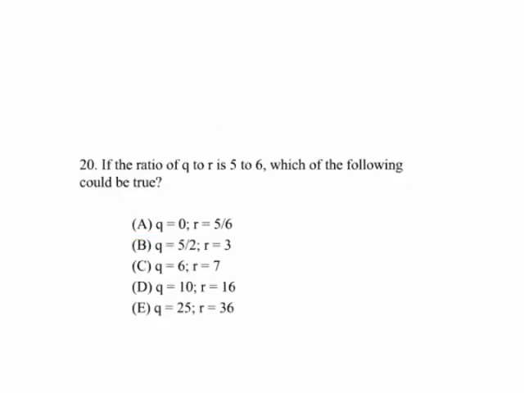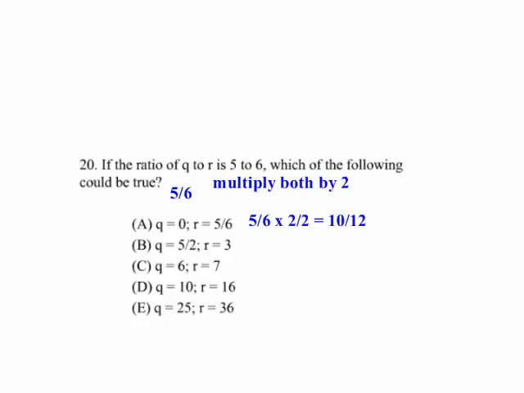Here we've got the ratio of Q to R is 5 to 6, in which of the following could be true. Well, this is a ratio problem. We really want to work with it as a fraction problem. Now, in the past we found that when you have a ratio or fraction like 5 to 6, one of the things that opens the problem up is to do something to it. In this case, let's multiply both of them by 2.